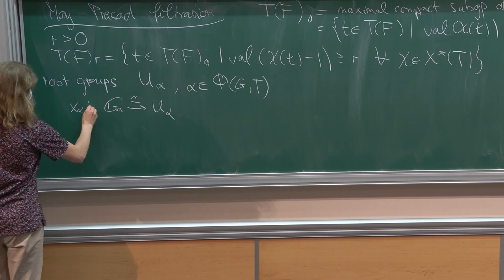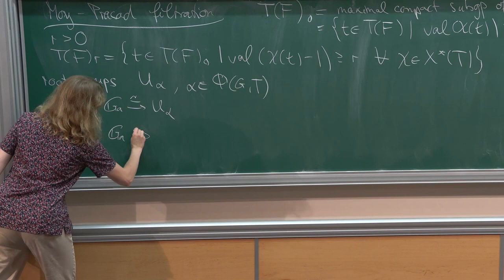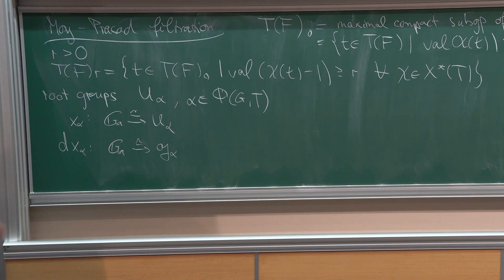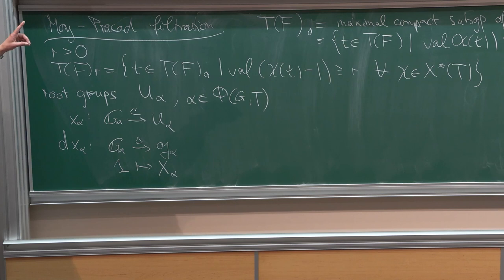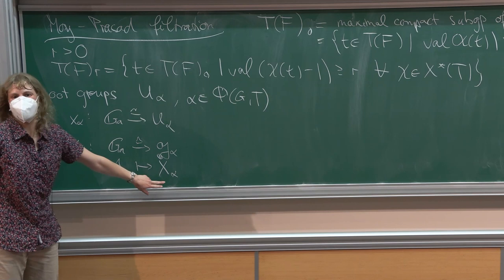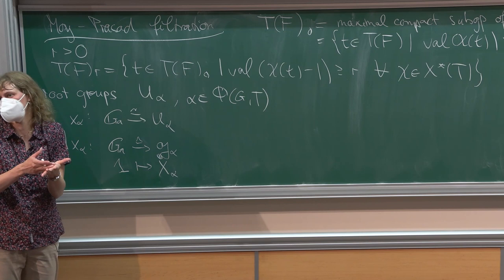And how do I choose this? I choose it such that the derivative, which is now a map from the Lie algebra of G_alpha to the Lie algebra of U_alpha, so that's just G sub alpha, the Lie algebra on which the torus acts by alpha. This map should send 1 to the element x alpha that we have fixed above. So choosing this x alpha defines for us an isomorphism here. It's a choice of parametrization. It gives us a parametrization here.